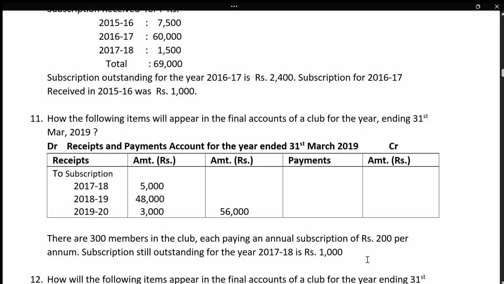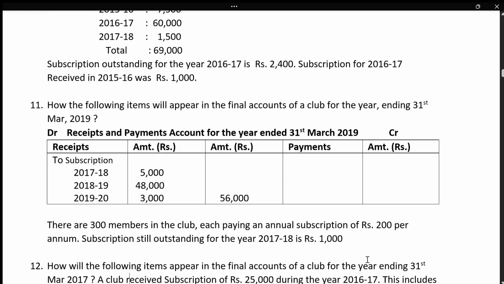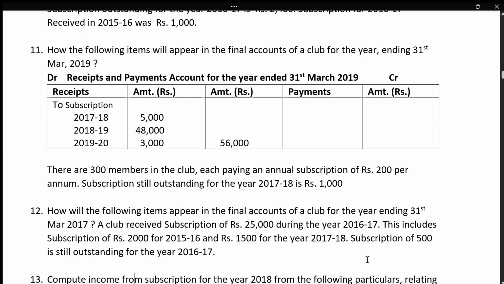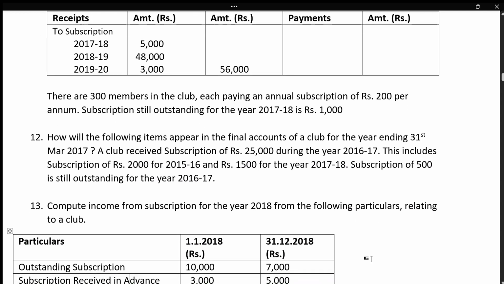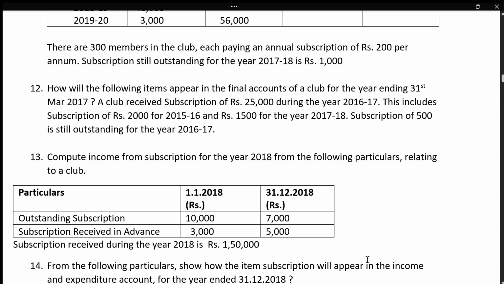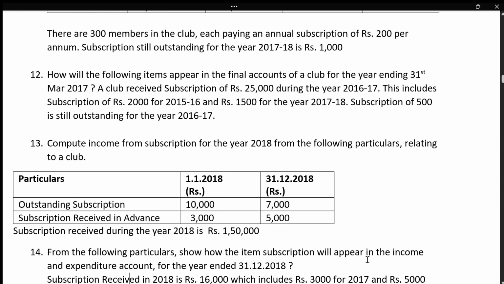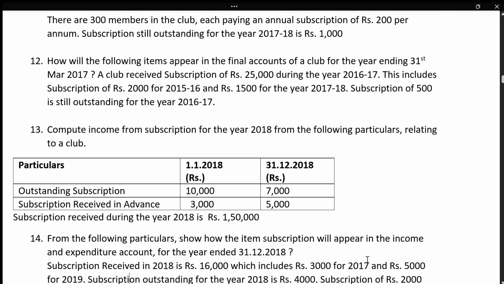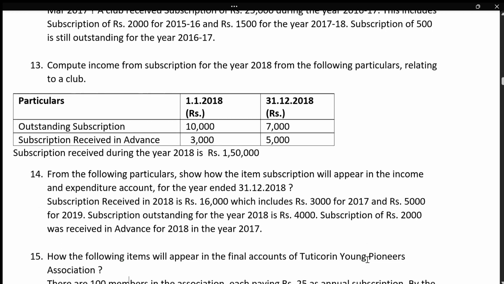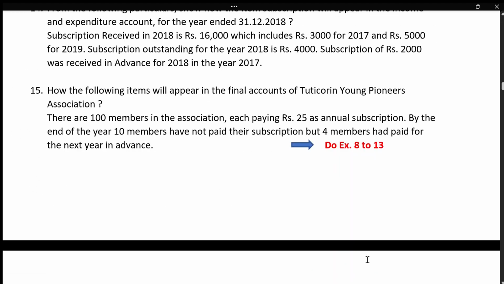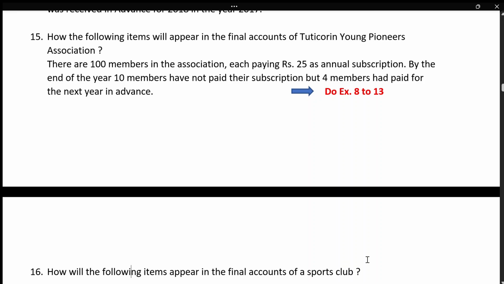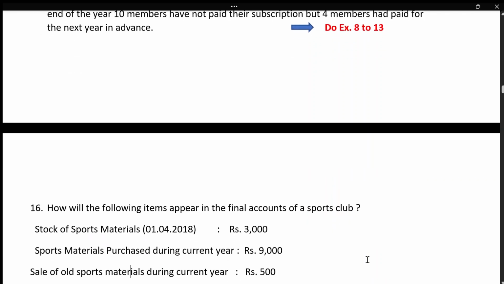And how the following items will appear in the final accounts. This is also related to subscription. These all are related to subscription. This question number 13 is very important. Most of the time you can see it in the government question paper. So these are all 8 to 13. You can see all the subscription related sums.